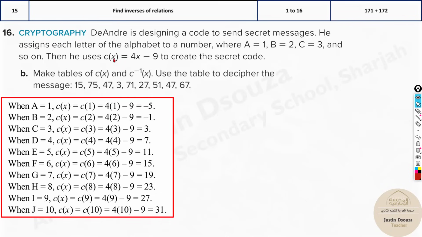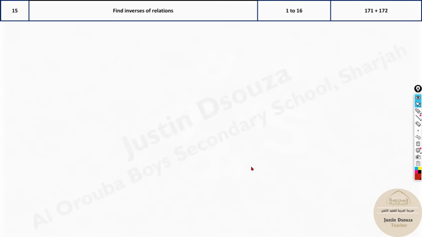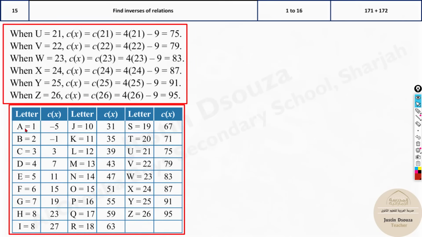Write the code. Now if it is letter A, x is 1. What is the value you get? You put it in this given equation and you'll get C over here. Instead of 4x, you put 4 times 1 minus 9, you get minus 5 as the value. Now for B, x is 2, right? Substitute, you'll get these values. So you have to do for all the letters. And once you get all the letters, whatever A value is 1, in terms of the secret code, that is minus 5. If it is, say, F, it is 15, and so on.